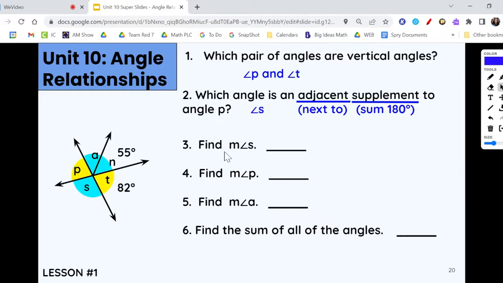Okay, number 3, find the measurement of angle S. Well, I see a straight line right here. Straight lines add up to 180 degrees. This part's 82. So maybe you can do 180 minus 82 and find angle S. Go for it.